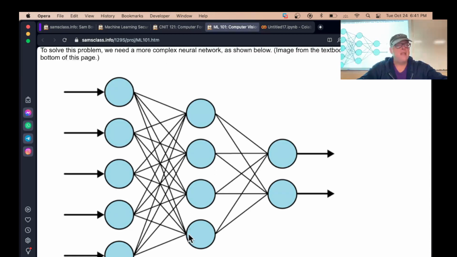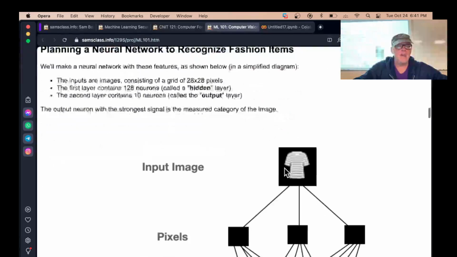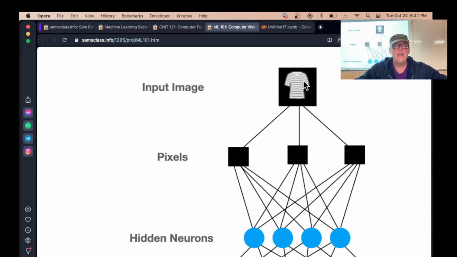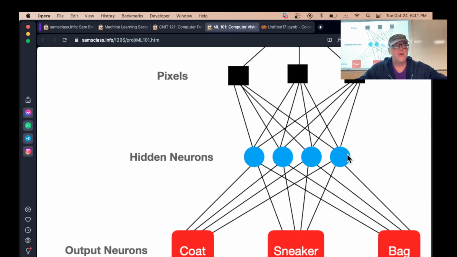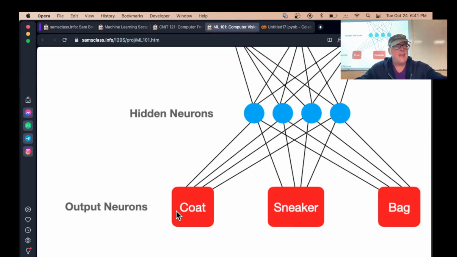Then we're going to have some hidden layers of neurons. Then we're going to have output, 10 outputs for each of those 10 categories. And the output will be the probability that it's in each of those 10 categories. So here's what it's going to look like. Input image is broken up into all the pixels. All the pixels go to a hidden layer of neurons, and then they activate output neurons, which will tell you how likely it is it's a coat, a sneaker, a bag, or whatever.